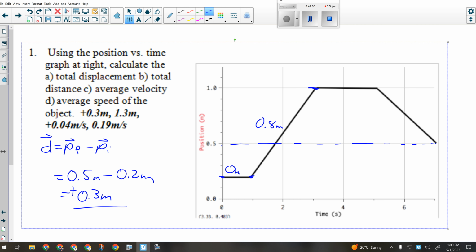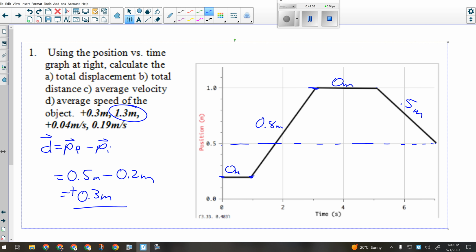How far did it go here? 0. And then from here, it went from 1 down to 0.5. So how far did it go there? 0.5. It doesn't matter that it was backwards, we're just calculating distance right now. So 0.8 plus 0.5, because scalar quantities only get bigger, is 1.3 meters. So I have to do a little adding, a little subtracting, but nothing super serious.